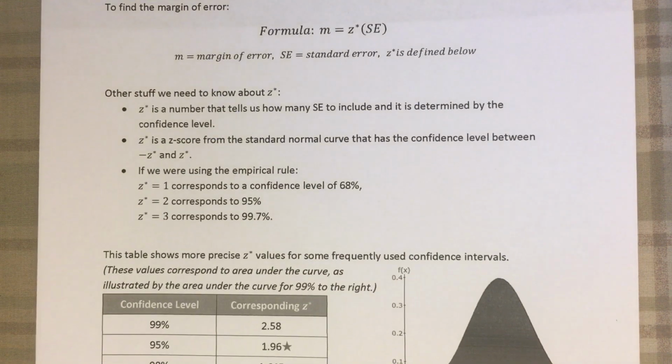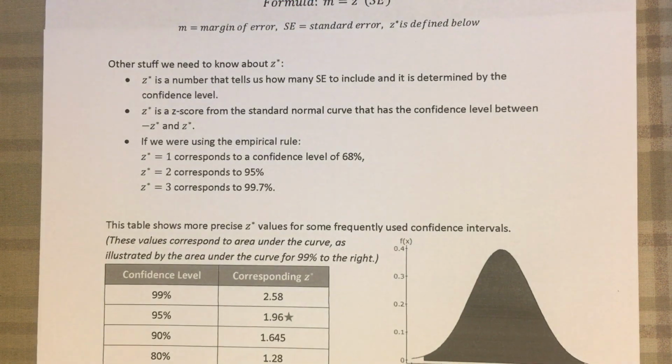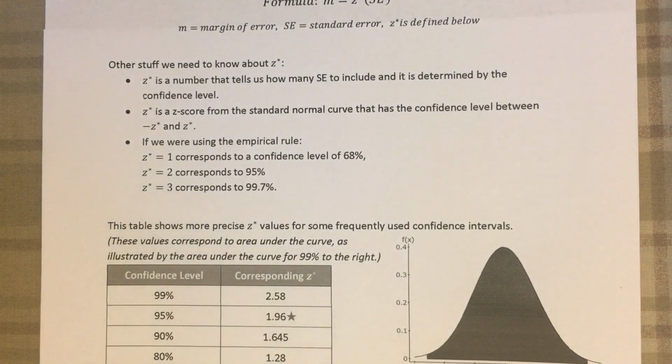Right, so what do we need to know about our z star value? Our z star is a number that tells us how many standard errors we want to include, and it is determined by our confidence level. Our z star is a z-score, and if we're thinking about our empirical rule, how many standard deviations are we moving away from our mean? A z star of 1 would correspond to a confidence level of 68%. A z star of 2 would correspond to a confidence level of 95%. And a z-score of 3 would correspond to a confidence level of 99.7%.